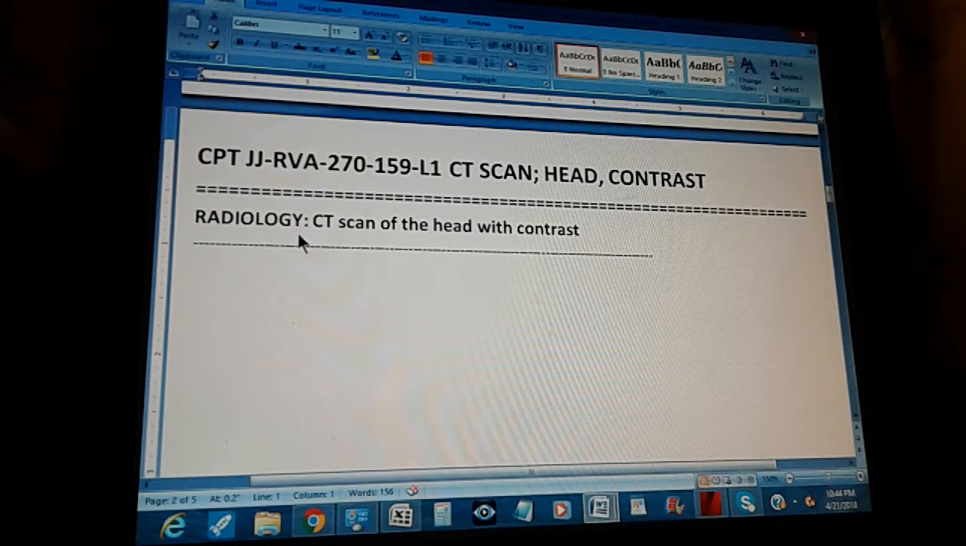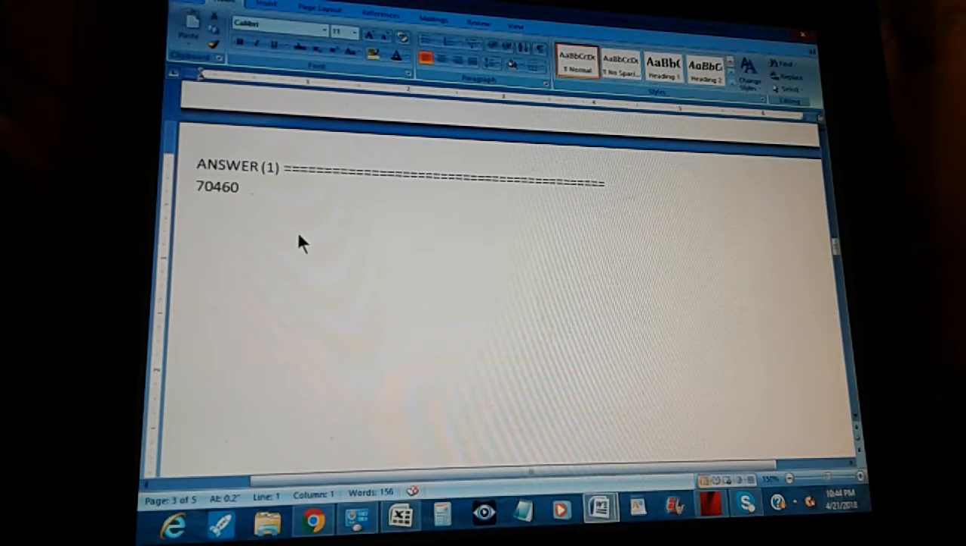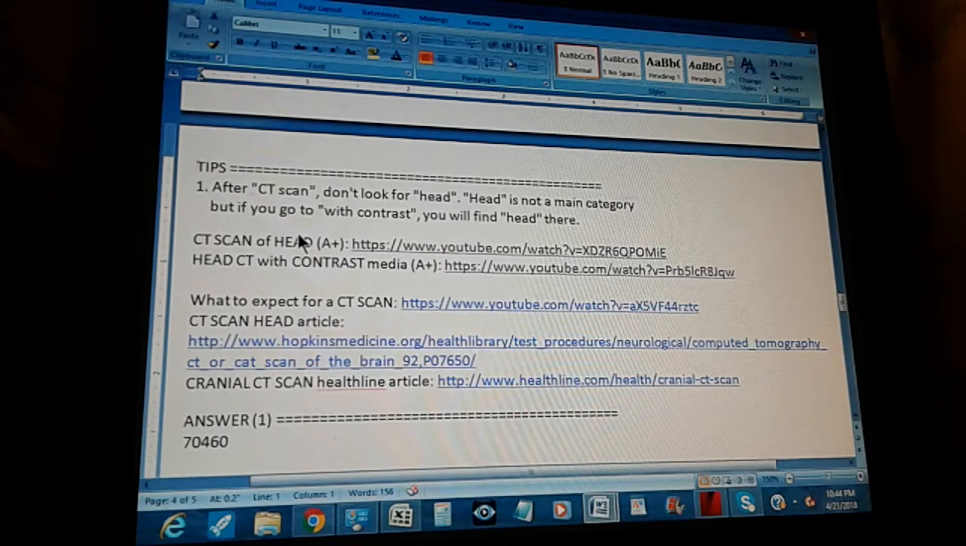Now this is the procedure, and now you have to give us a CPT code. Okay, so 1, 2, 3. The code is 70460. Did you get that? If you got that, congratulations. If you didn't get it, let's give you a tip. Tip number 1: after CT scan, don't look for head.